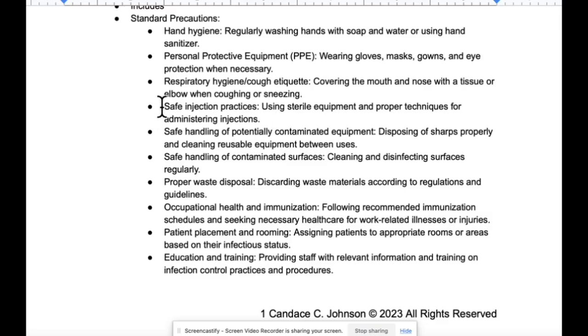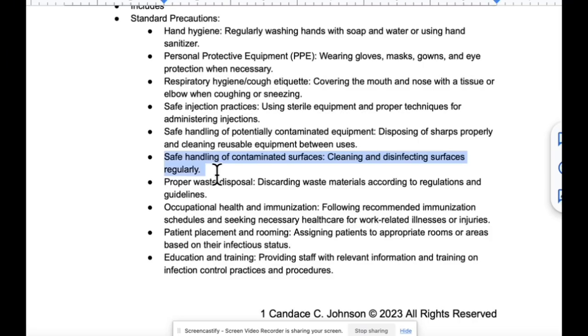Safe injection practices, okay? So we're using sterile equipment and proper techniques for the administration of injections. Safe handling of potentially contaminated equipment. Of course, we're disposing of our sharps properly, which means what? In the sharps container, absolutely. And we clean reusable equipment between uses. Safe handling of contaminated surfaces. We clean and disinfect regularly. And understanding the difference between cleaning and disinfecting is very important.